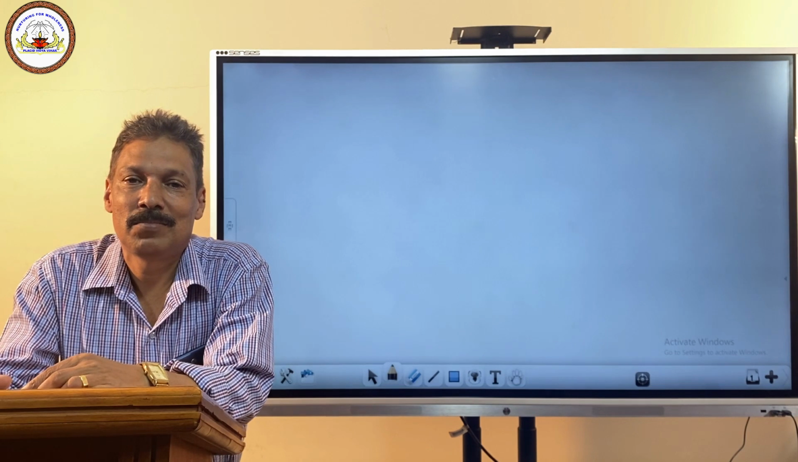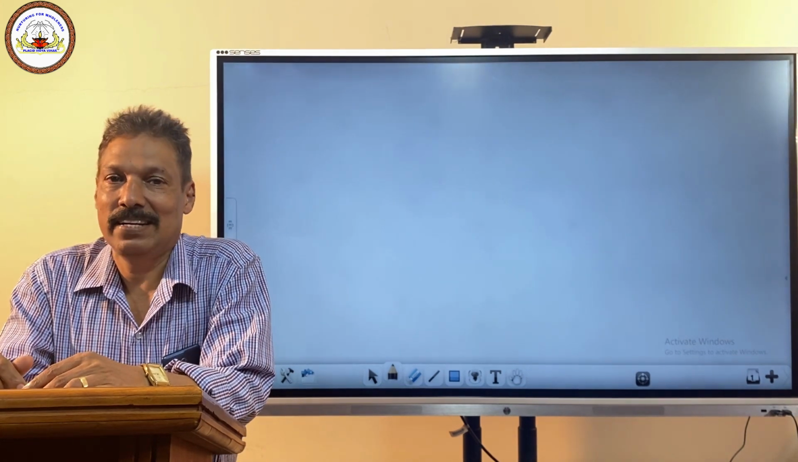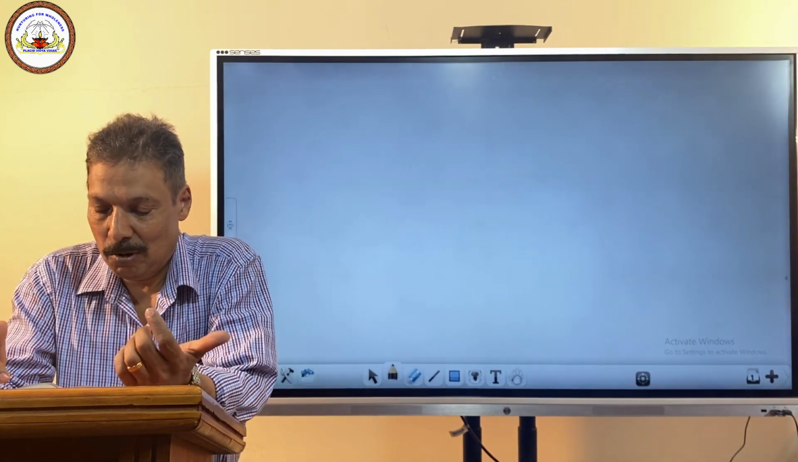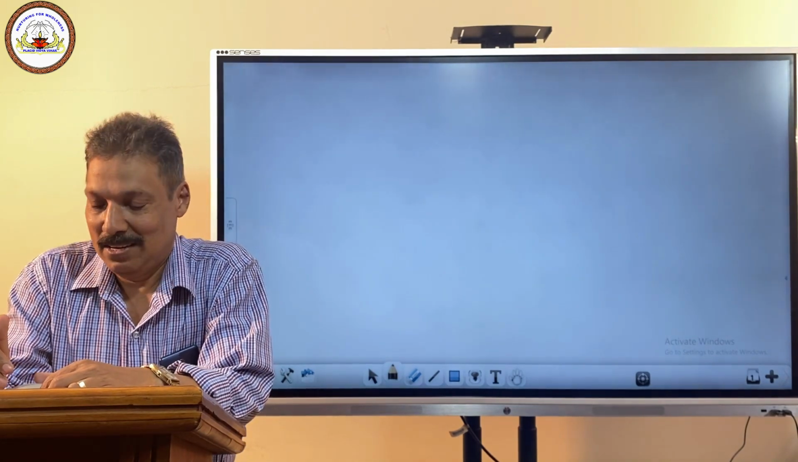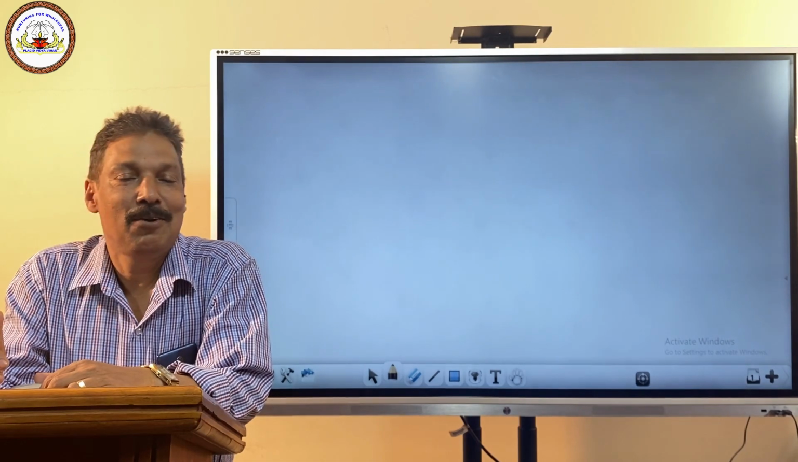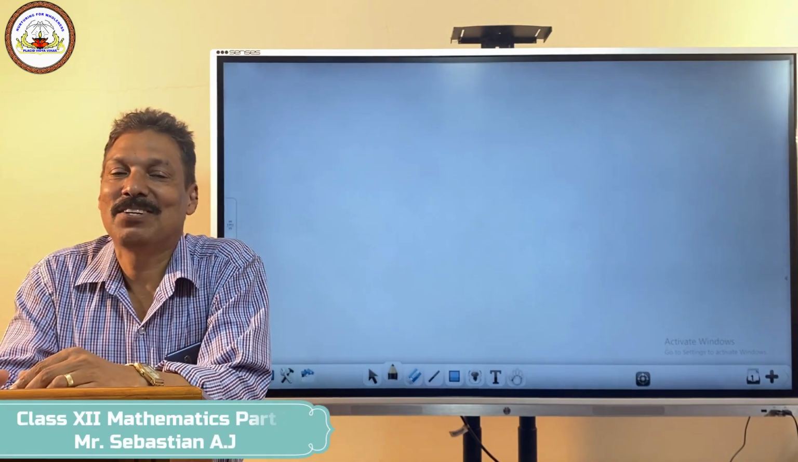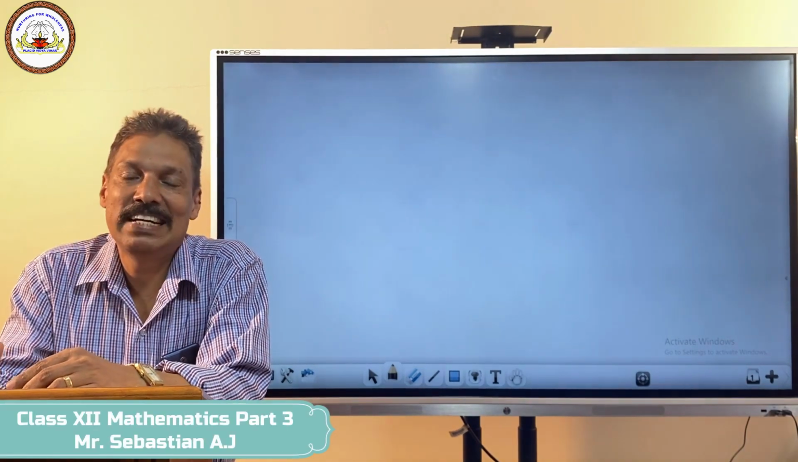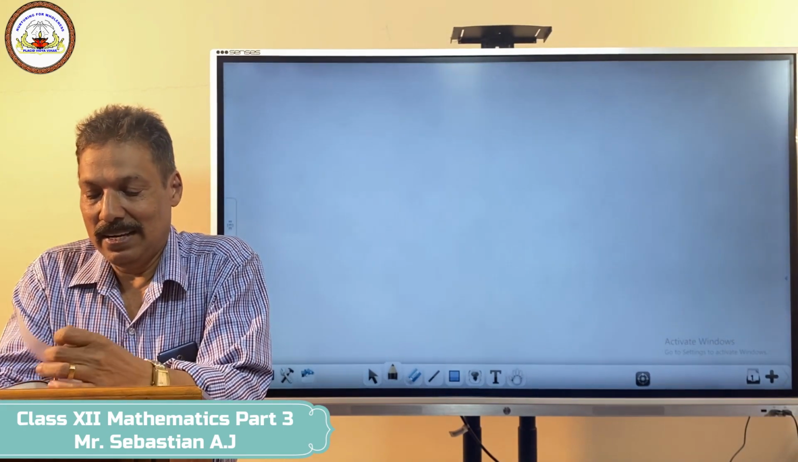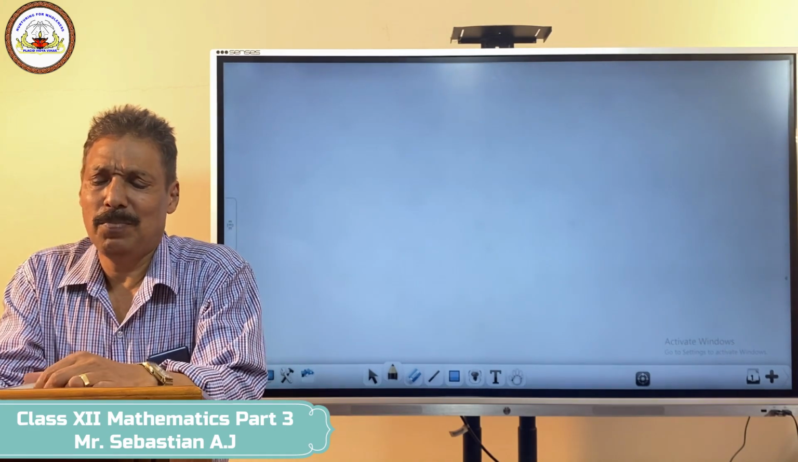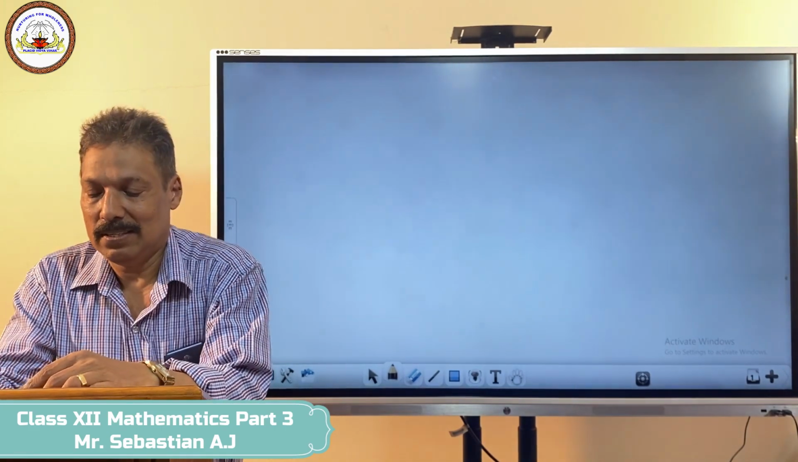In the previous class we saw the equation of a straight line, and our new topic is the angle between two straight lines in 3D. But in this year's syllabus, that topic was deleted. But we deal with some properties about the angle between straight lines.